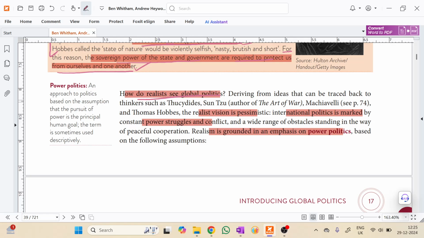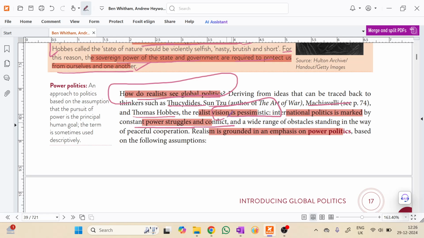Then let's reflect back on the topic we started. How do realists see global politics? What is the lens of realists vis-a-vis global politics? The realist ideas have been traced from thinkers such as Thucydides, Sun Tzu, Machiavelli, and Thomas Hobbes. This view is pessimistic, and it revolves around the constant struggle for power.